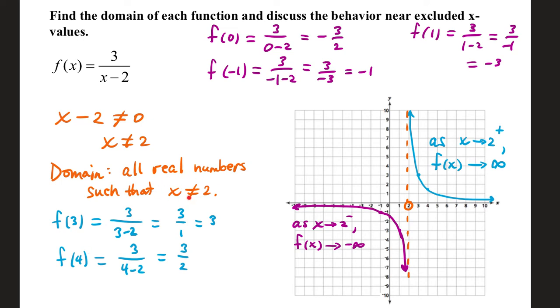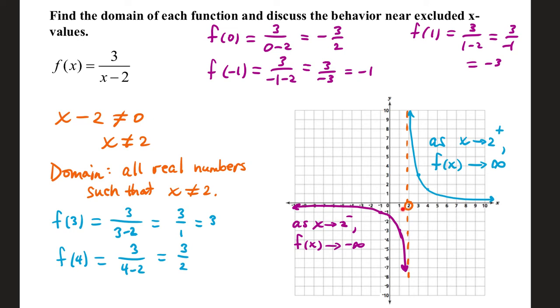The behavior around this excluded x value, you can test numbers like 3 or 4. If you really want to get close, and what we're going to do on the next example is we're going to pick real close. So to be honest, numbers like 2.01 or 1.99, those will give you a good indication of what happens around an excluded x value. All right, so back to the ink part.